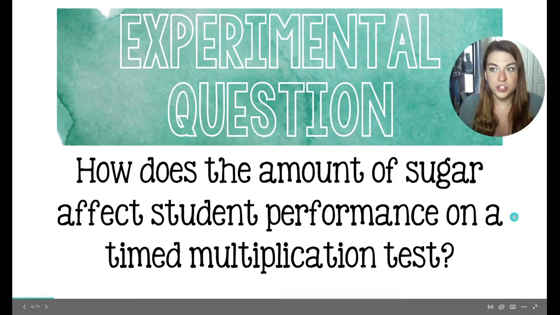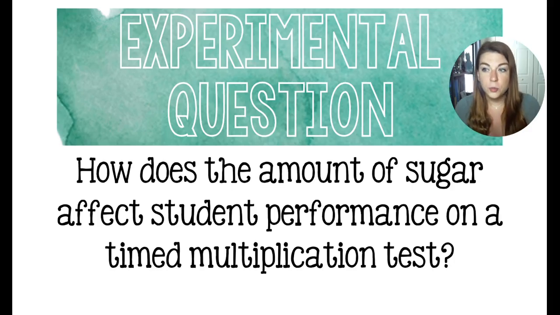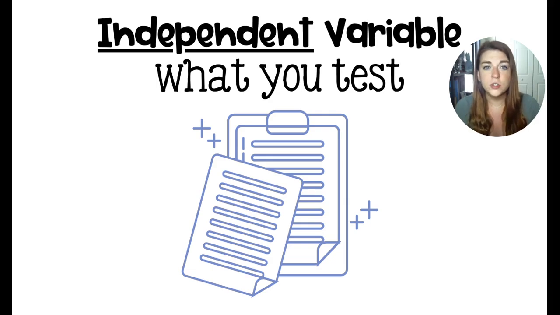So I have a practice question that we're going to run through, and we're going to find all of the variables of this experiment. So we have this experimental question: how does the amount of sugar affect student performance on a timed multiplication test? There are a few parts of this question that we are going to dissect for an experiment. First is called the independent variable, and that is the thing that we are testing. That's what we kind of want the answer to in our question.